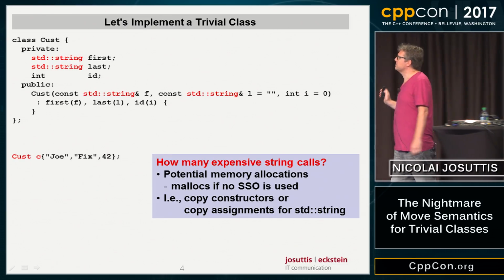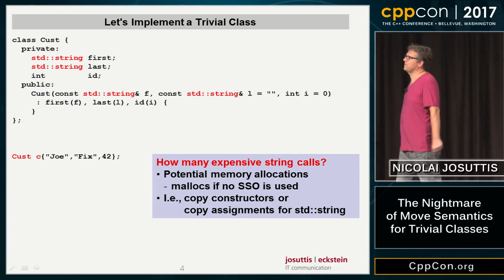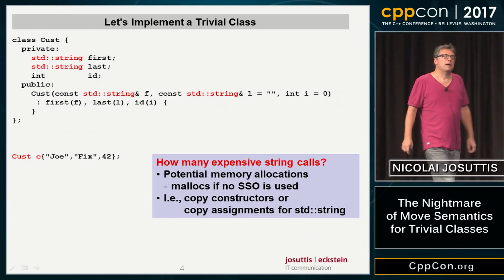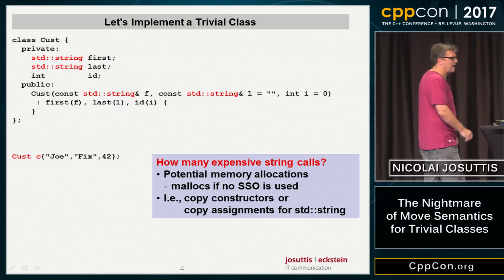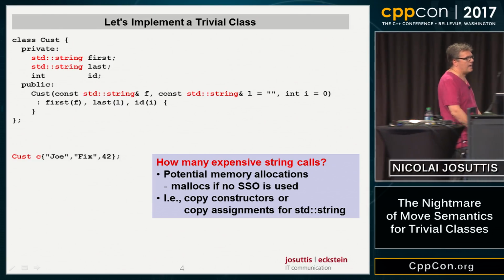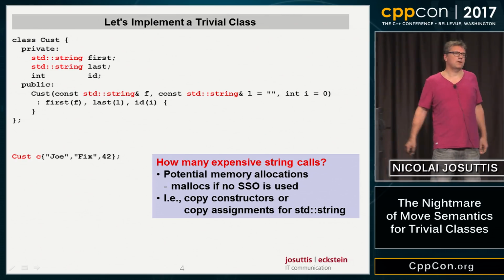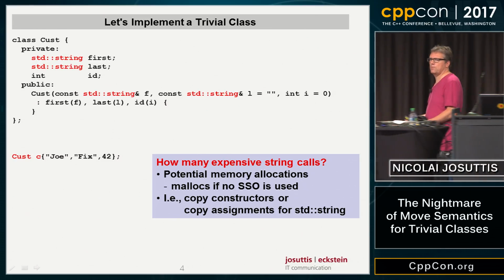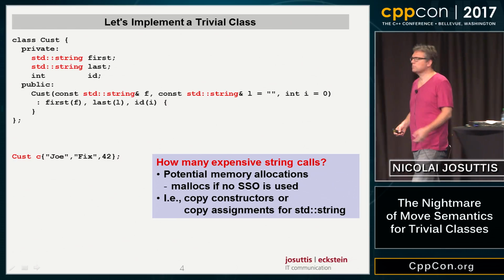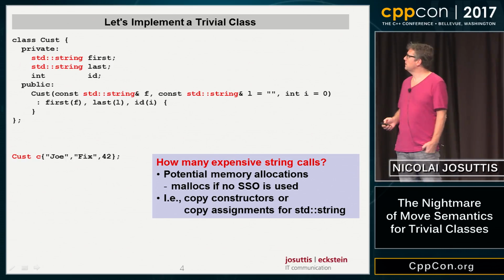And here's my first question to you for the morning to wake up. How many expensive string calls are done here? I mean, how often do I copy or copy assign a string? Which is a malloc unless we have short string optimization. So it's a potential expensive operation. Think about it. Do you have your number? Okay, let's see.